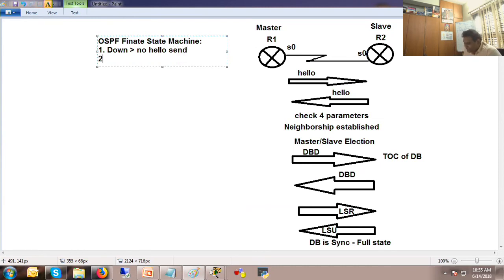The next state is attempt. Attempt means what will happen? It's attempting something. What is attempting? Sending hello message. It is attempting, but it's not receiving any hello. Send hello. Hello sent.